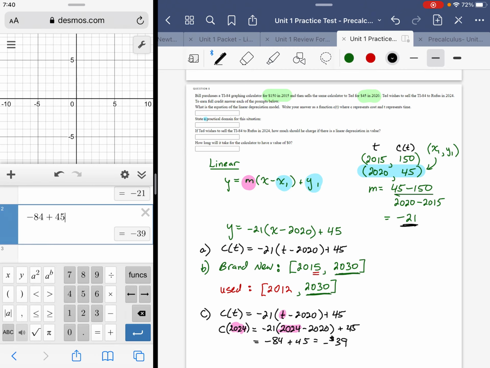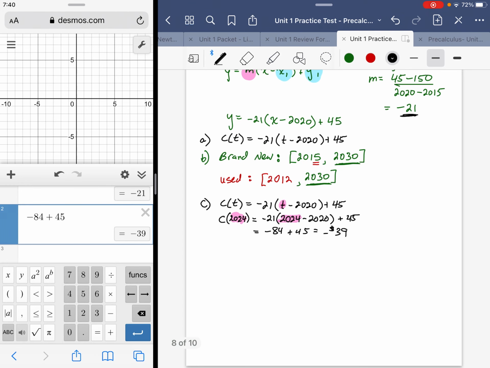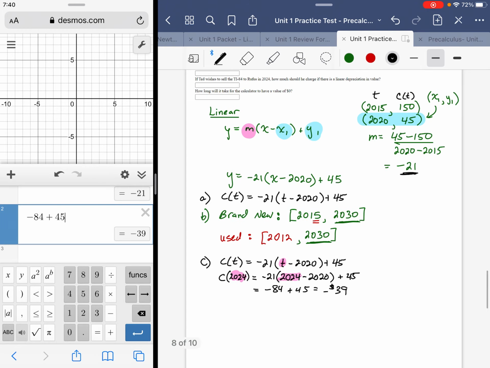So what that actually means contextually is that not only should he give Rufus this calculator, he should also hand him $39 along with it for his trouble, for taking it off his hands. Now if he gets anything for the calculator, then he's ahead of the game, because according to this model, it's really less than worthless.